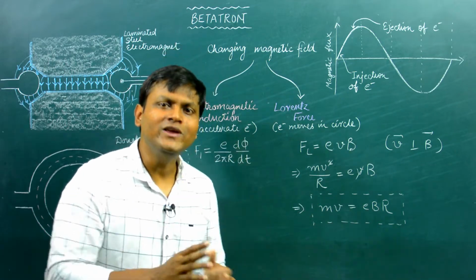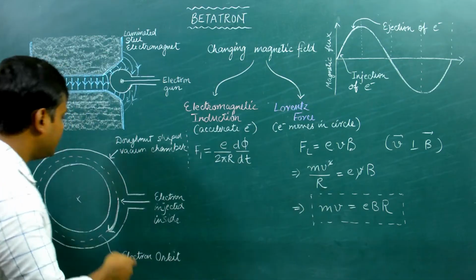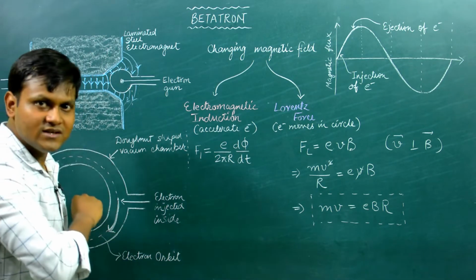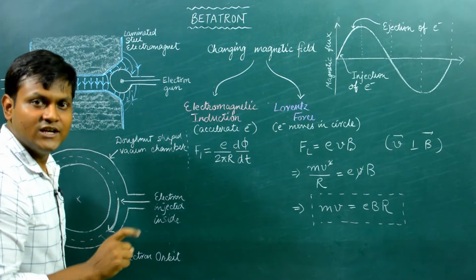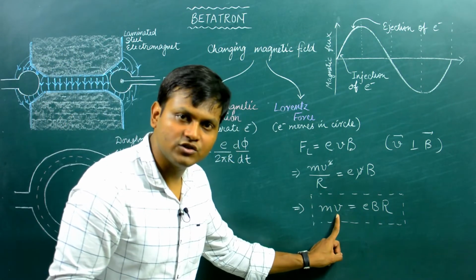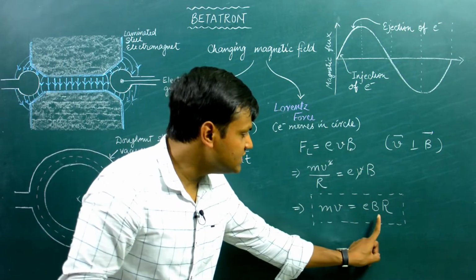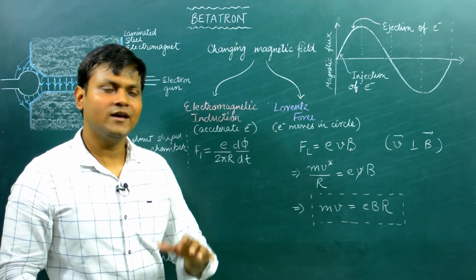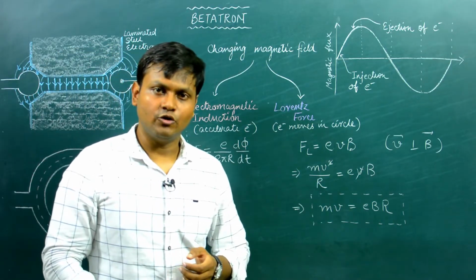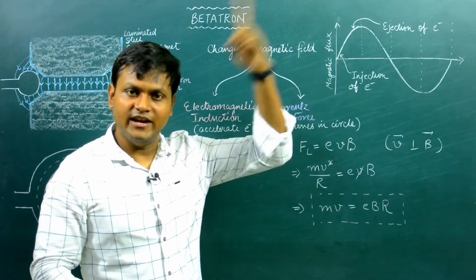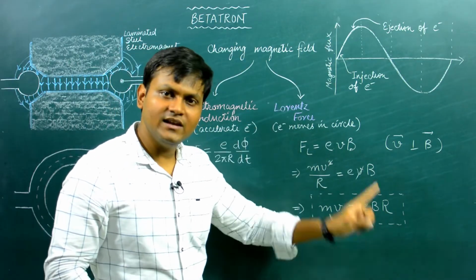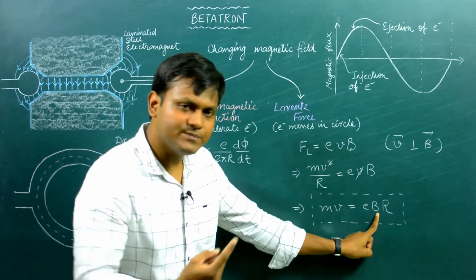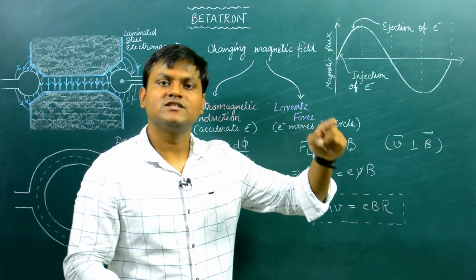So what we want to do here is make sure that the electron retains its radius, that the electron does not spiral outwards and does not spiral inwards. To do that, you want to increase the velocity at the same rate that you increase the magnetic field so that the radius remains constant. This is in a sense the crux of the Betatron. Increasing velocity increases radius, yes. Increasing magnetic field decreases radius, yes. So you increase velocity and you increase magnetic field so that the radius remains constant.